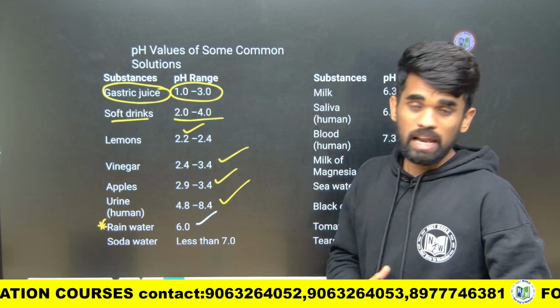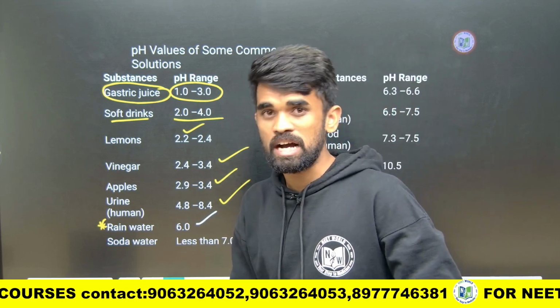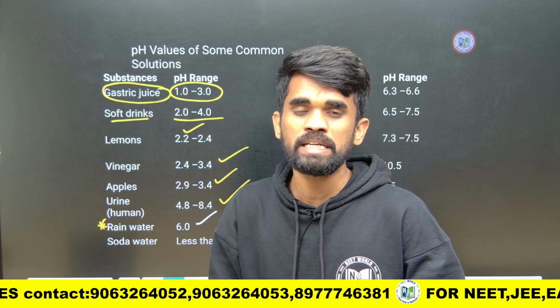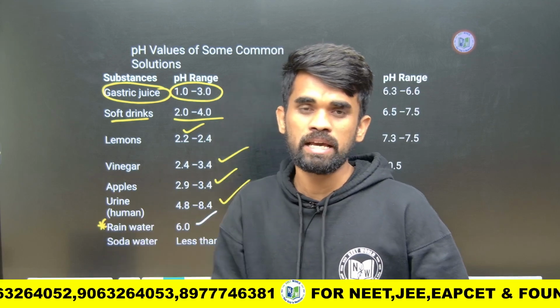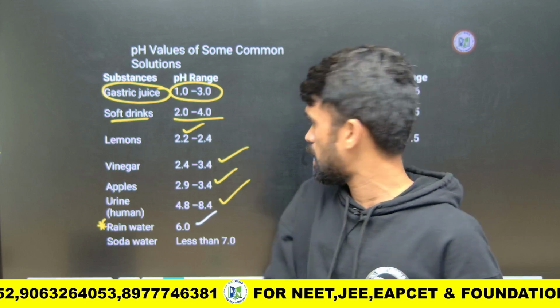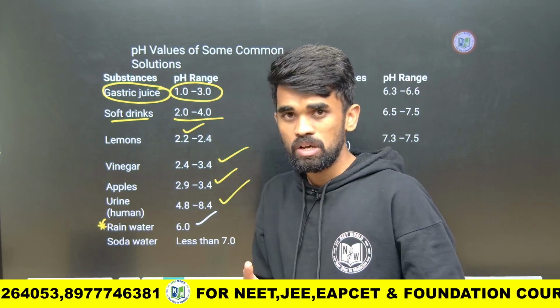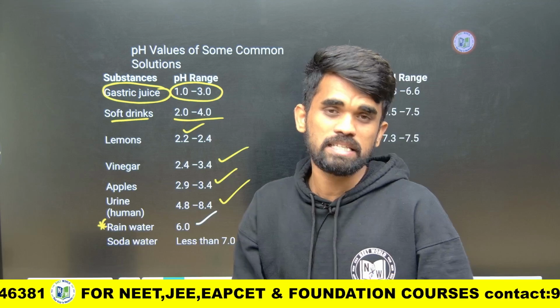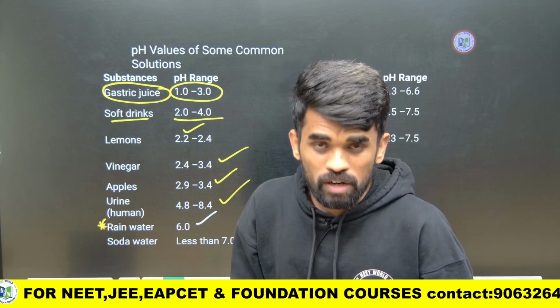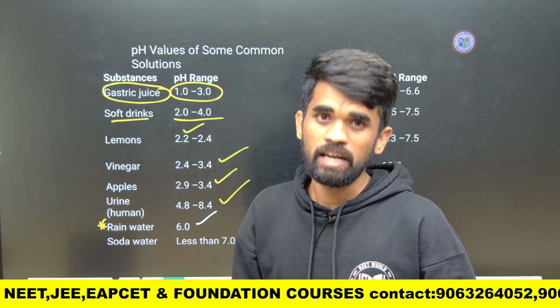Now along with carbon dioxide, if some other acidic oxides like NO2, SO3, SO2 are present, those are also converted into the respective oxo acids like nitric acid, sulfuric acid, right? If that happens, it results in a further decrease in the pH. It means if the pH falls lesser than 5.6, we consider it as acid rain.